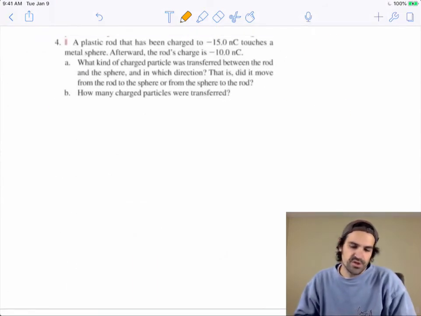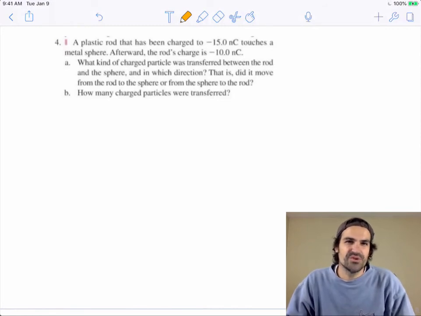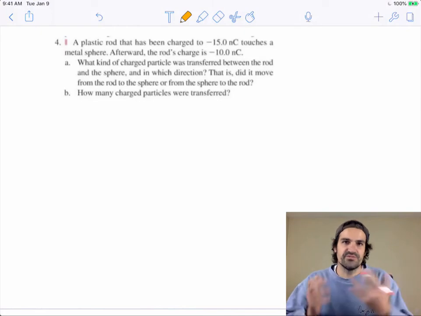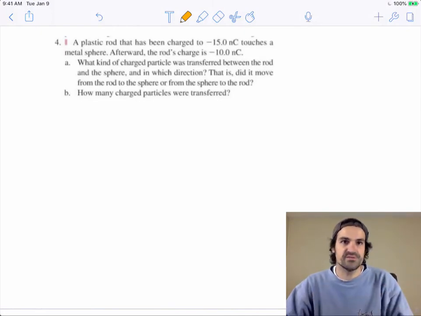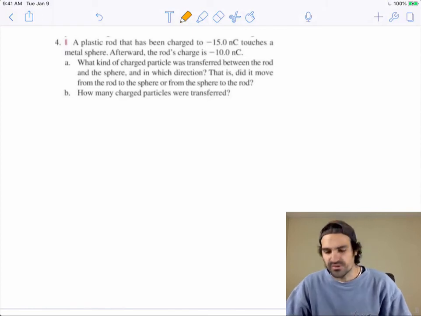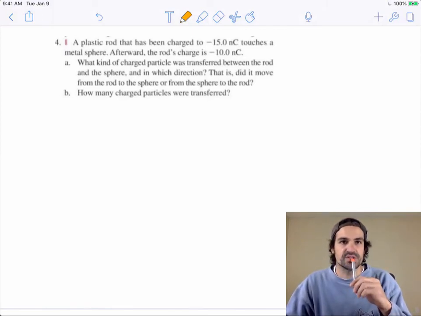Number 4. A plastic rod has been charged to negative 15 nanocoulombs, touches a metal sphere. Afterward, the rod's charge is negative 10 nanocoulombs, so it went from negative 15 to negative 10. It became more positive. What kind of charged particle was transferred between the rod and the sphere? First of all, it's always electrons. So electrons, and in which direction?